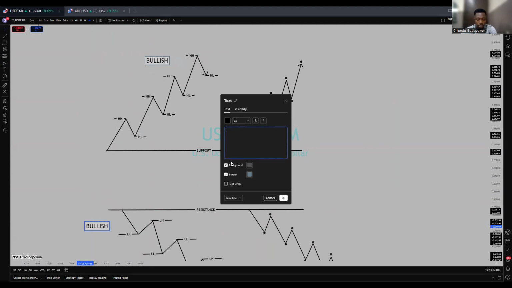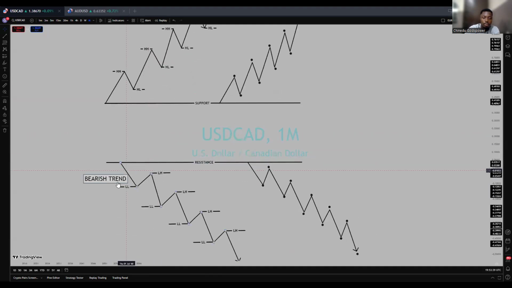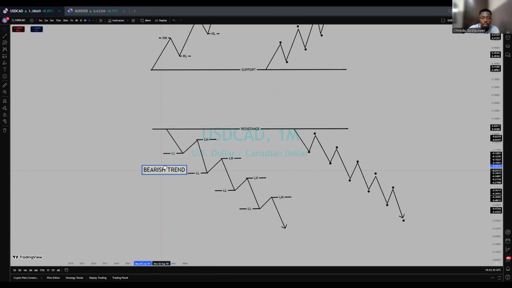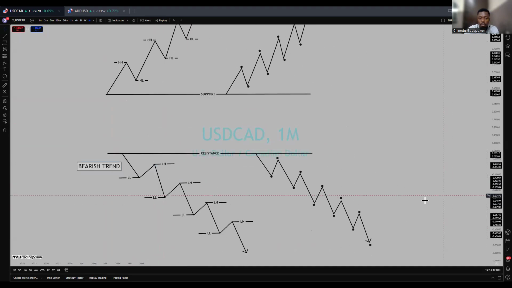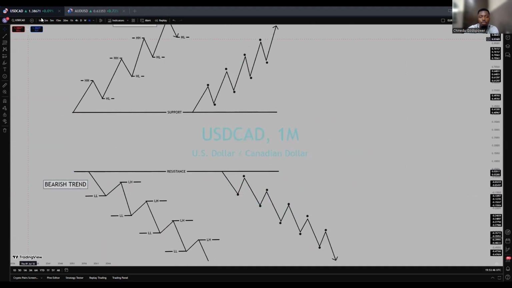Let's change this. Bearish. Let's put a trend for formality's sake, so people can have a clearer understanding of what you're talking about. All right. Good. This is bearish. This is bullish. But let's put this here. So now this is what it looks like. This is what market structure looks like.